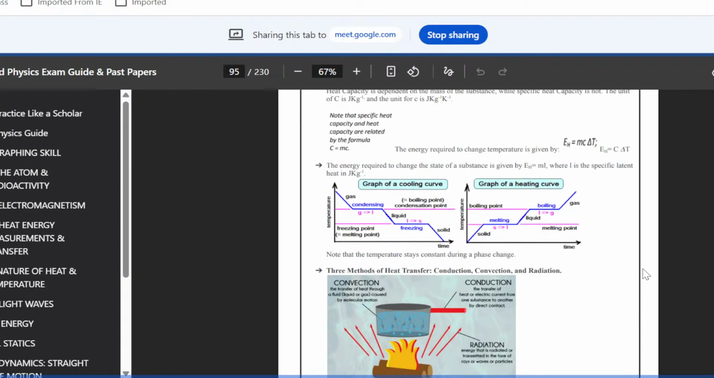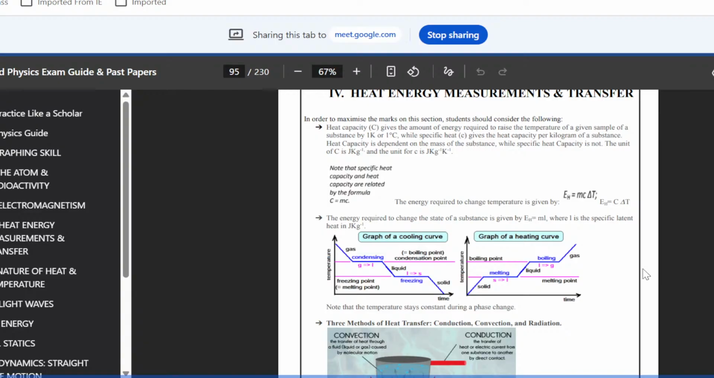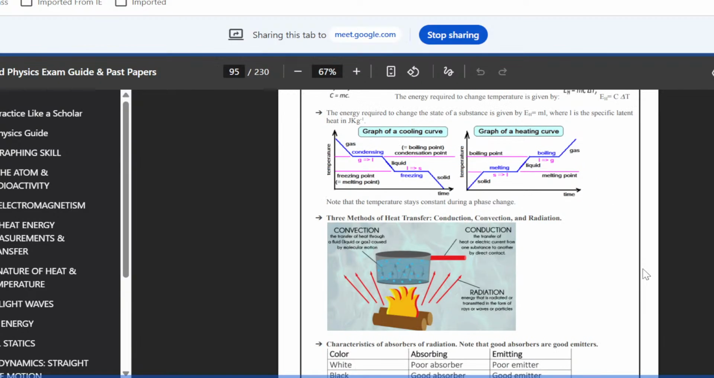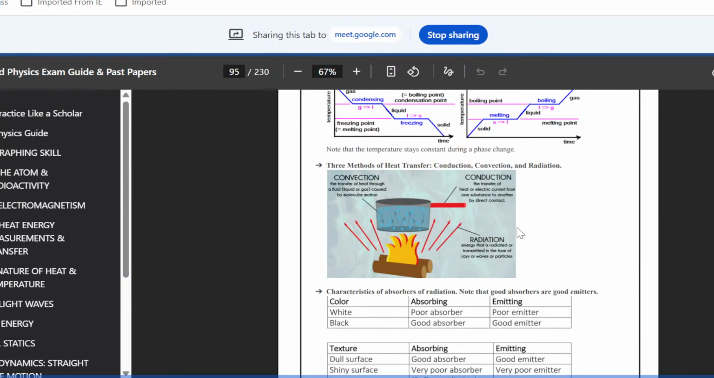So these are some concepts. We have the methods of heat transfer. Convection is the transfer through a fluid, so that's a liquid or a gas. That's the transfer of heat. Conduction, we know it's when it's in direct contact. Go ahead.